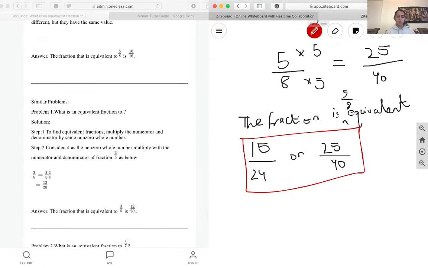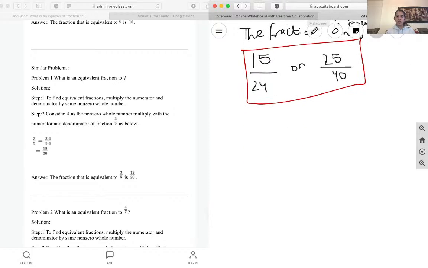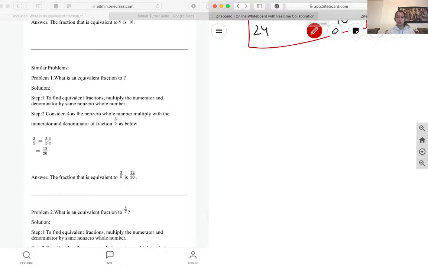We could do similar problems of the same thing, so we can take a different set of numbers. Here we're given 3/5. We can pretty much multiply by any number, by 100, by 25. But again, a reminder that whatever you do to the numerator, you have to do to the denominator. We can also divide them.